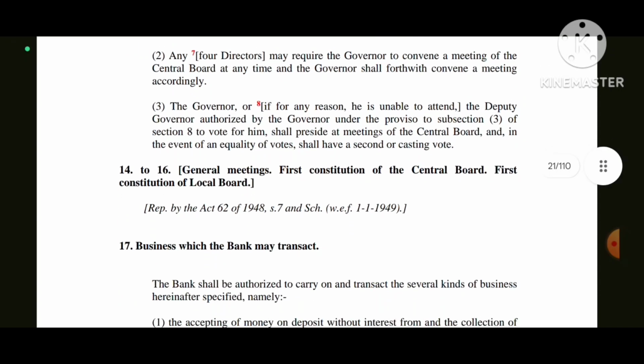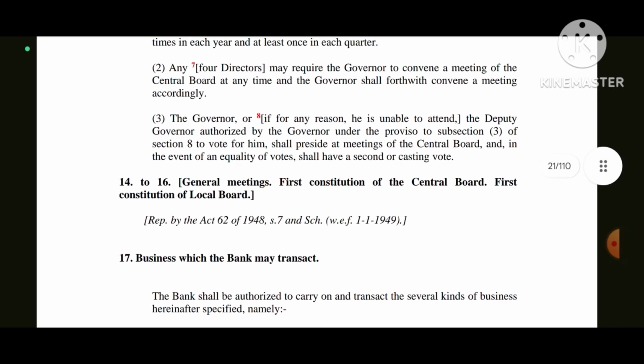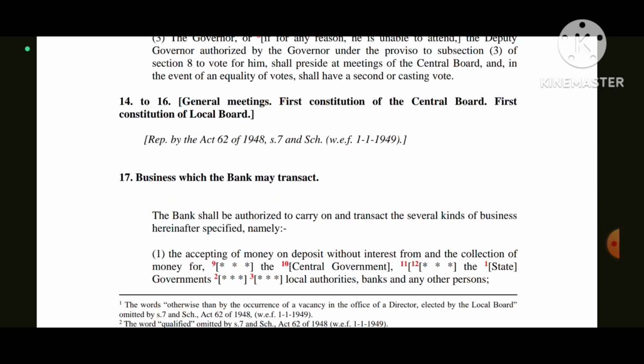Okay. Next, sections 14 to 16: general meetings, first constitution of the central board, first constitution of local board. All of this has been repealed. Okay. So next is section 17, business which bank may transact. I think we will cover this section in the next part, because this section is very long and I think it is around 15 to 20 pages. So in the next part we will continue from section 17.